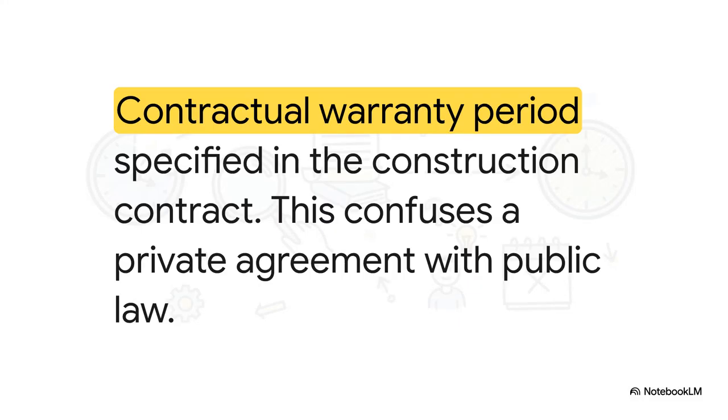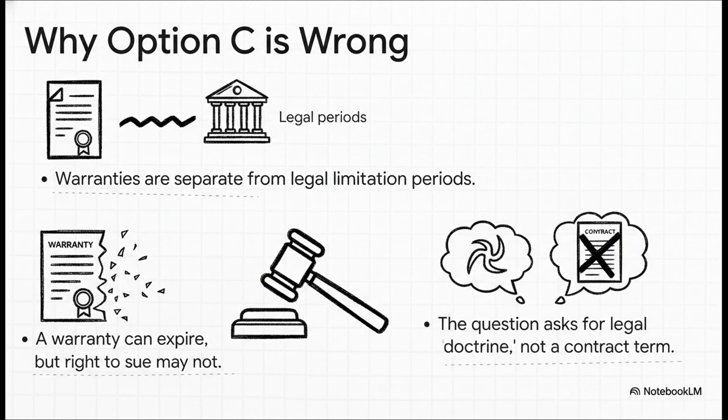Okay, let's skip down to option C, the contractual warranty period. Now, this is another fantastic trap because as engineers, we live and breathe contracts and warranties, right? It feels familiar. But here's the critical distinction you have to make. A warranty, that's a private deal. It's part of a contract between you and the client. A limitation period, on the other hand, is a public law that applies to everybody. So yeah, your project's 1-year warranty might be long gone, but that doesn't mean you're off the hook for a hidden defect that pops up years later.